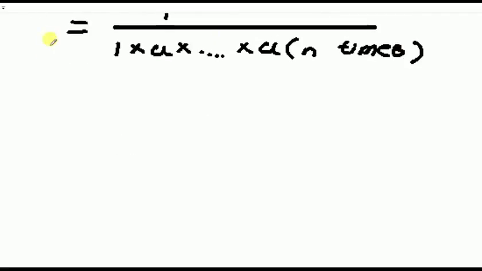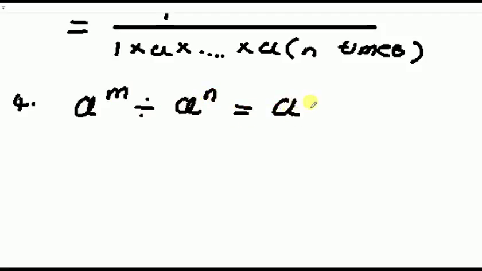So let's get to our rule 4 of the day, which I call the division rule. So here will be a to the power m divided by a to the power n will give us a to the power m minus n. So to remember this one, you just need to say that when you're dividing with the same base, you subtract the exponents.